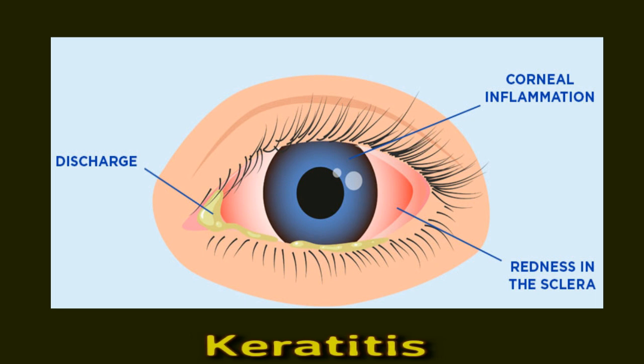The different types of keratitis include herpes keratitis. This condition happens when the herpes simplex virus infects the cornea. Bacterial keratitis. Improper care of contact lenses can cause bacterial keratitis, but it can also happen from eye injuries, a weakened immune system, and certain eye diseases.